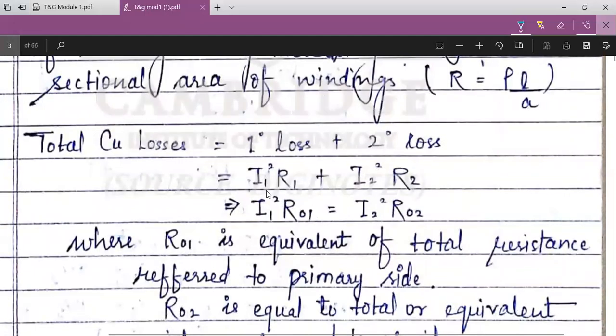1 is nothing but primary and 2 is nothing but secondary. I1 square R1 is nothing but primary side copper loss. I2 square R2 is nothing but secondary side copper loss.